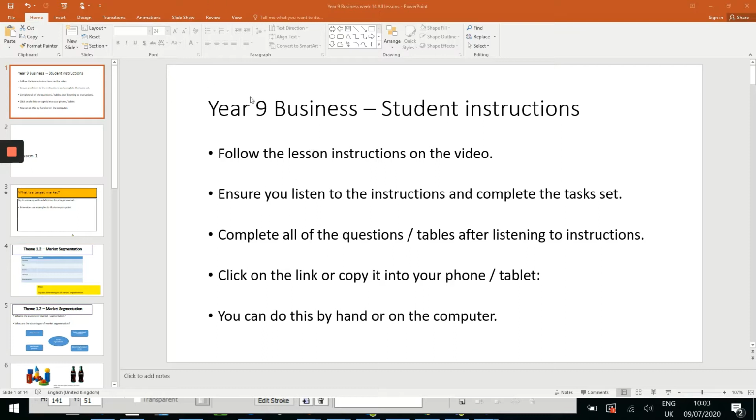We're looking at theme 1.2 today, following on from market research last lesson. We're going to be looking at target markets, market segmentation, and we're going to do some market mapping.